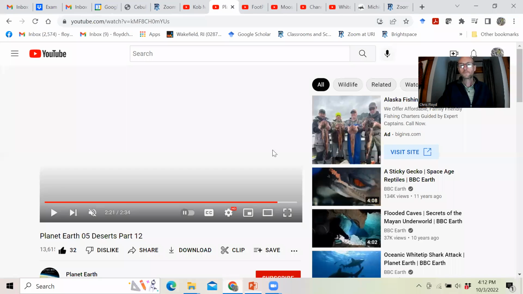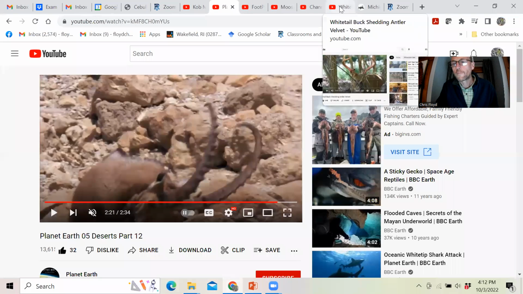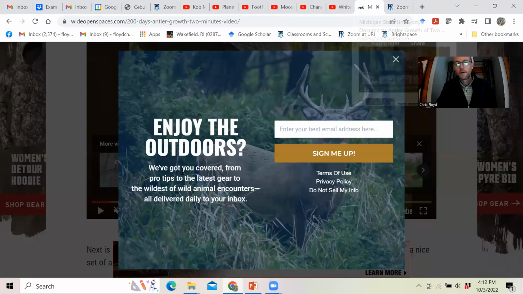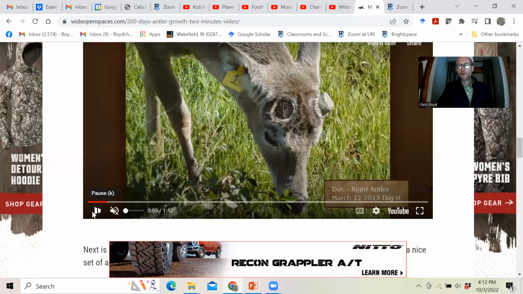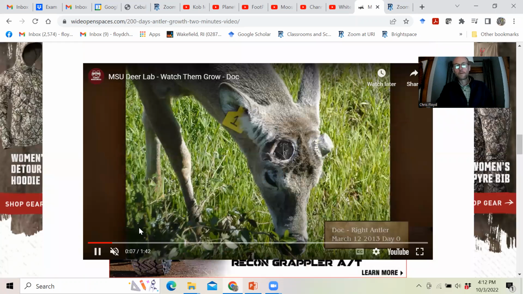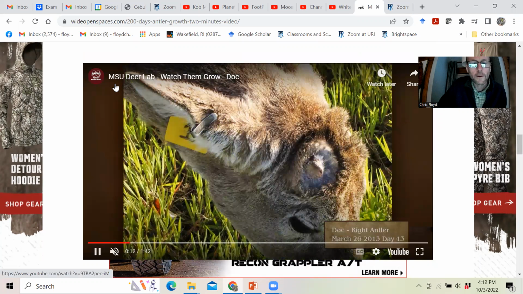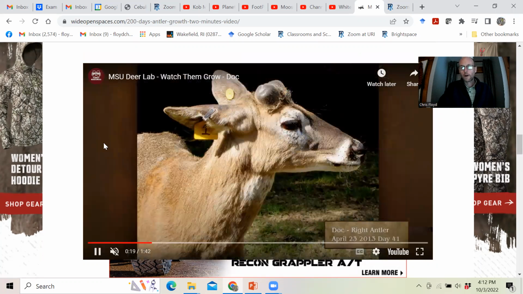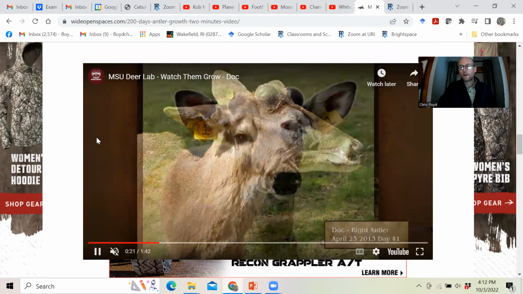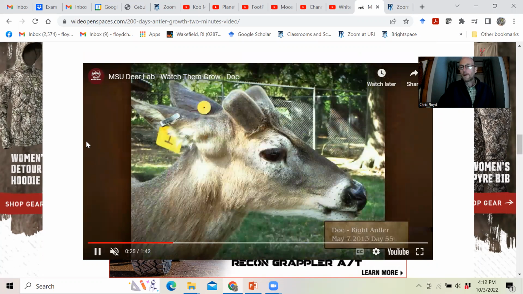And you can see that nice little video here showing the growth of antler in a deer lab. This is either Michigan State or Minnesota, I'm not sure which. It's a deer research lab. So here you have the young male during the spring.